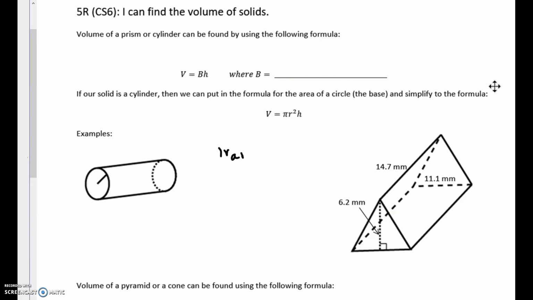The volume of a prism or cylinder can be found by always using the formula volume equals base times height, where capital B stands for area of the base. Notice that's different than lowercase b, okay? And as always, your base must be perpendicular to your height. So with these kinds of problems, there's usually a little bit of work we have to do in order to find the base before we can keep going.